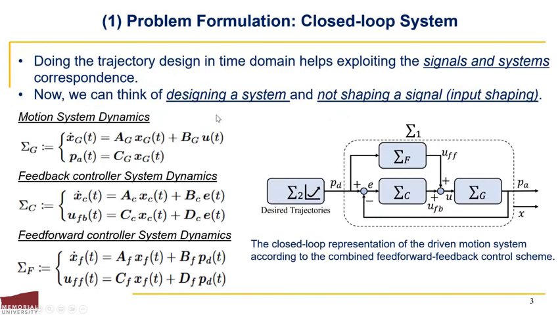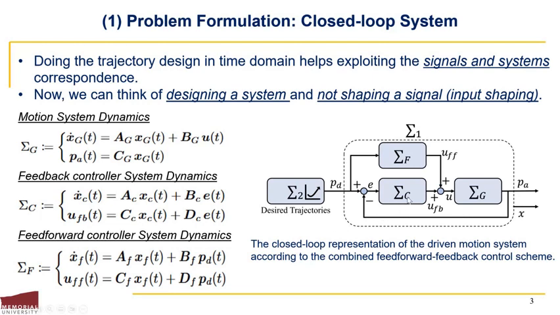Moving to the time domain helps exploit the signals and systems correspondence when designing the motion trajectory system. In this study, we try to discover the appropriate structure of the trajectory generator system that results in minimum tracking error once followed by the companion flexible motion system, denoted here by sigma g. Note that typically in input shaping, a given trajectory signal is shaped based on the known information of the driven motion system without much regard to the generator system of that given reference signal.